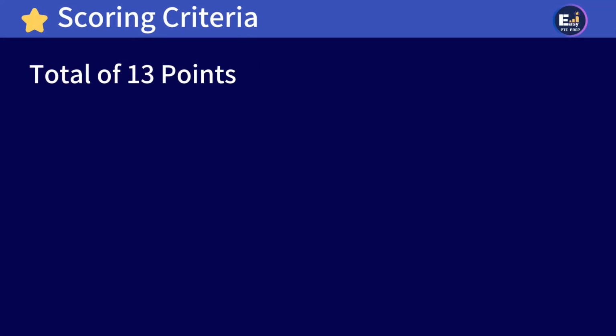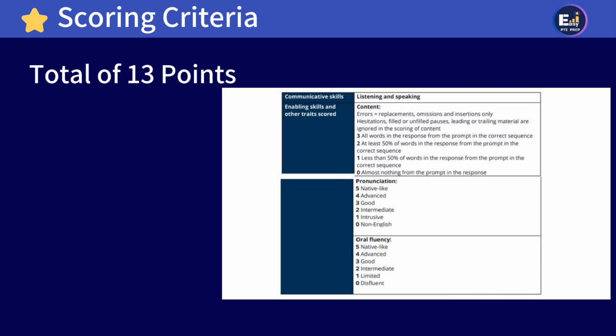Third, scoring criteria. Each RS question has a total of 13 points, divided into 3 parts. Content is 3 points. Say all the words in the correct order, without missing, adding, or changing any word. Do this correctly to get full content score.